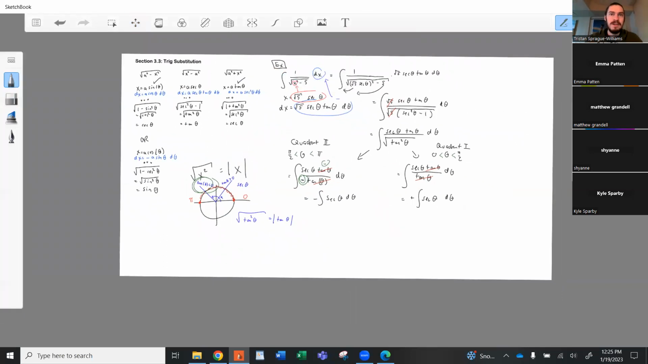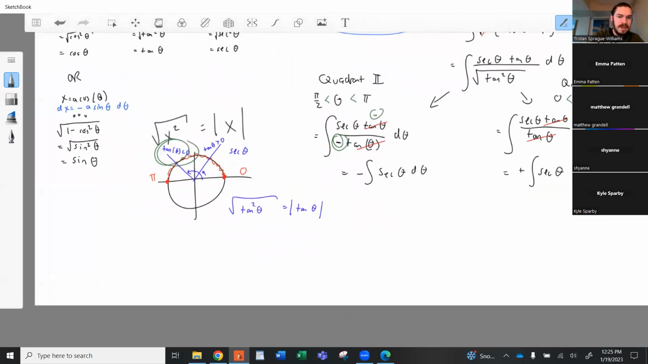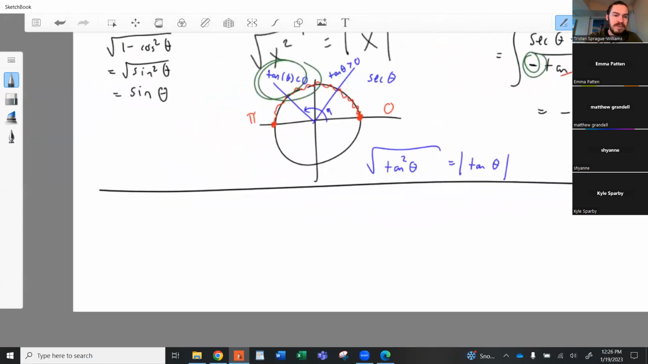Maybe? Isa remembers it. Isa's got a good memory. I think we did, yeah. Oh, that's secant theta plus tangent theta. Yeah, it is. Secant theta plus tangent theta is sort of the trick you use. Let's do it real quick down here.